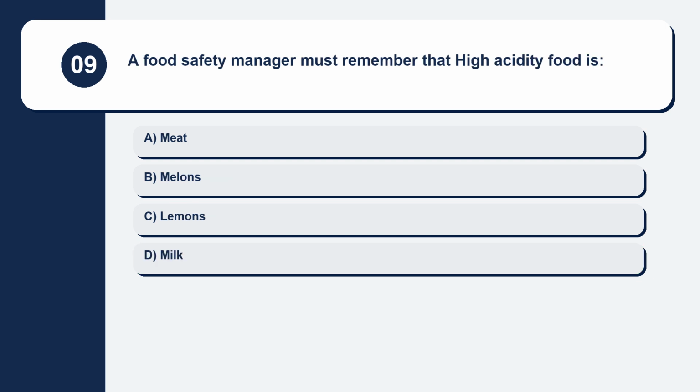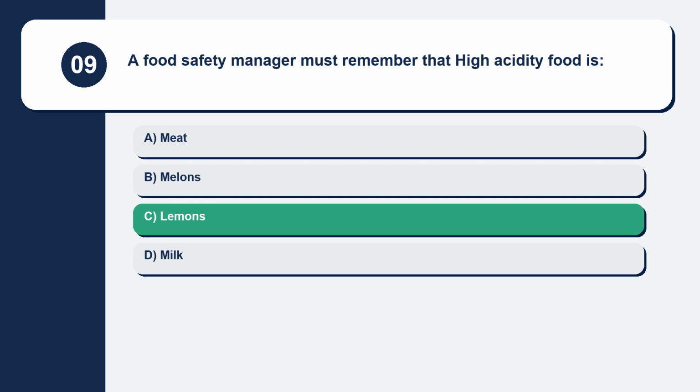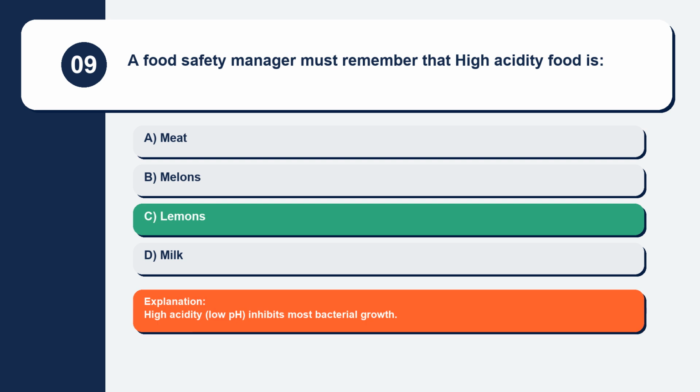Question 9. A food safety manager must remember that high acidity food is meat, melons, lemons, milk. High acidity, low pH, inhibits most bacterial growth.